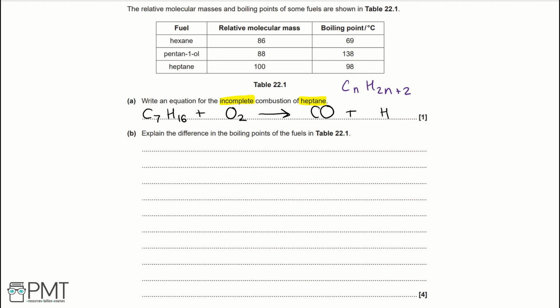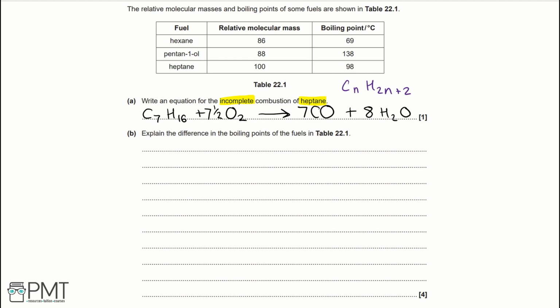But we also produce water. So now we need to balance the equation. We need 7 carbon monoxides because we have 7 carbons. And then we need 8 waters because we've got 16 hydrogens. And then balancing the oxygens, we need 7.5. To get the mark for this question, you must have the full equation correct for the incomplete combustion of heptane.